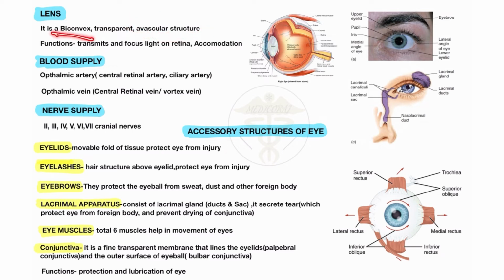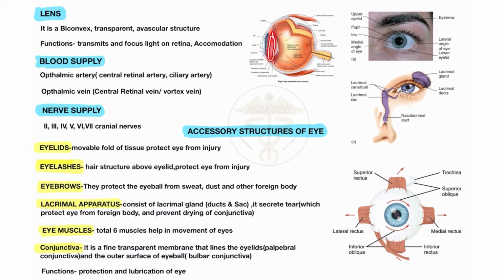The lens is a biconvex, transparent and avascular structure. What is the function of the lens? It transmits and focuses the light on the retina. It connects with the ciliary muscles through the suspensory ligament, so it changes its shape for near vision or far vision.